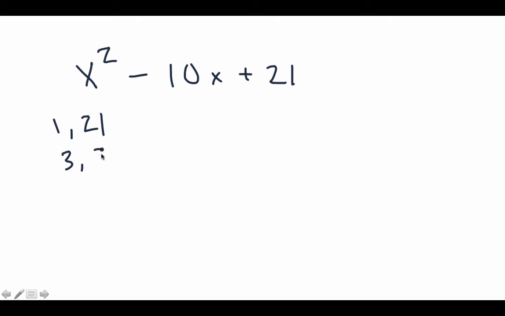Let's try another one. X squared minus 10x plus 21. List the factors of 21. 1 and 21. 2, no. 3 and a 7. 4, no. 5, no. 6, no. 7, yes, but I've already listed it, so I've got all the factors. Add factors looking for 10. We're adding these because this is positive. There they are. 3 and 7. X with a 3, x with a 7.